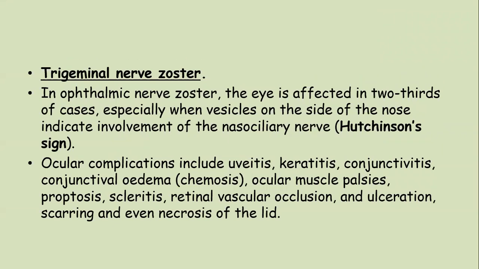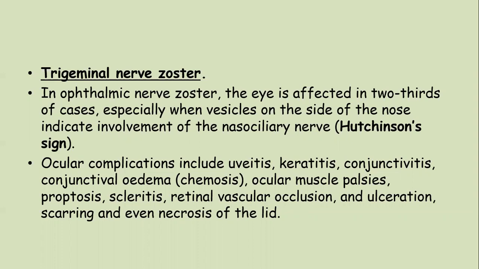The trigeminal nerve zoster. In ophthalmic nerve zoster, the eye is affected in 2/3 of the cases, especially when the vesicles occur on the side of the nose, which indicates the involvement of the nasociliary nerve. And in this case, the eye lesions within the eye are definitely seen. This is the Hutchinson sign.